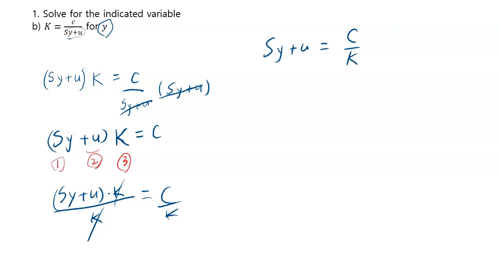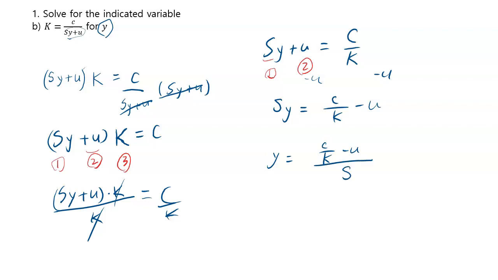And then u is subtracted both sides. Again, I want to stress that to y, s is multiplied first. The order of operation is this s first, and then this u is done second. So it's this u that has to go away first, okay? So sy equals c over k minus u. By subtracting u both sides, this is what you get. And lastly, you just have to divide by s, so y is equal to c over k minus u, the entire thing divided by s.